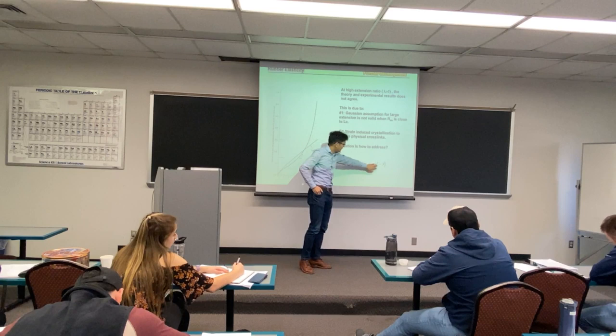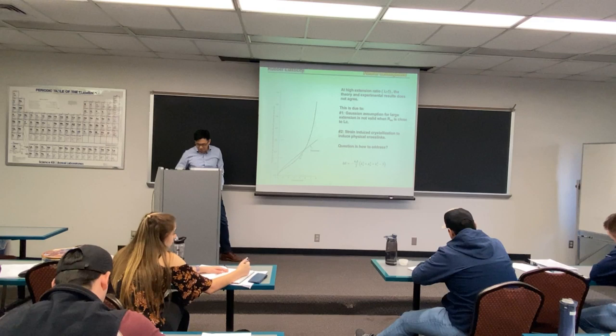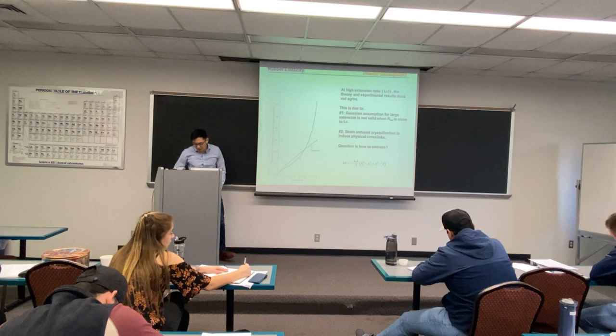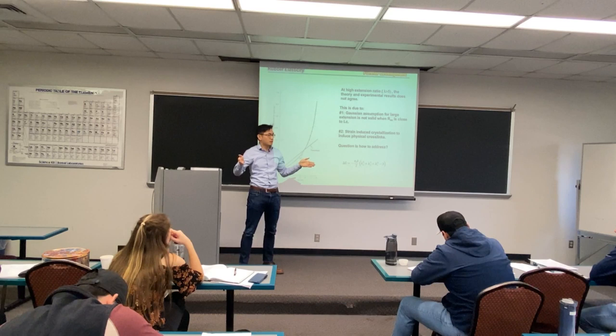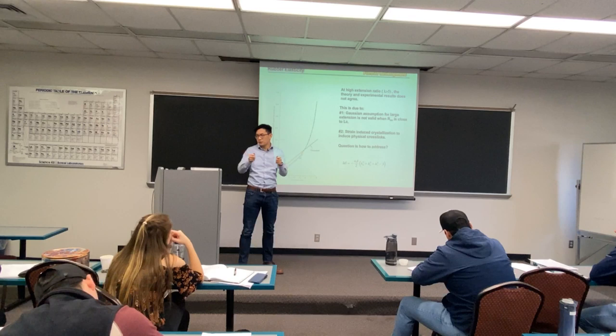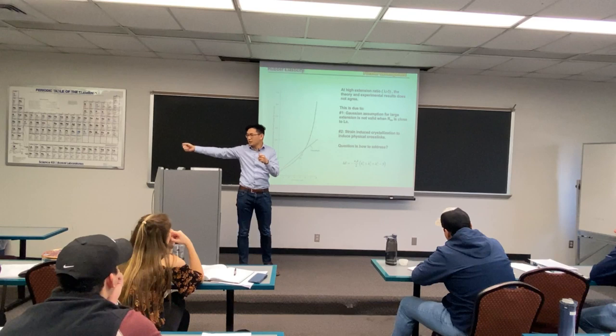Clearly, there are several problems. Mostly, one is that the Gaussian assumption for large extension is not valid. When you stretch a lot, your end-to-end distance will get closer to the contour length. You can think about a coil. When you start to pull it more and more, pull it six times over the original length, the polymer backbone will be relatively straight, right?